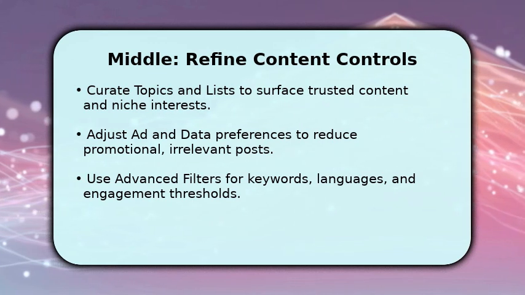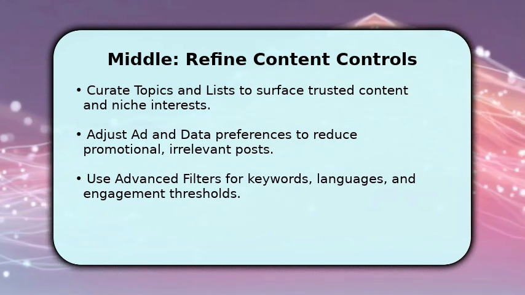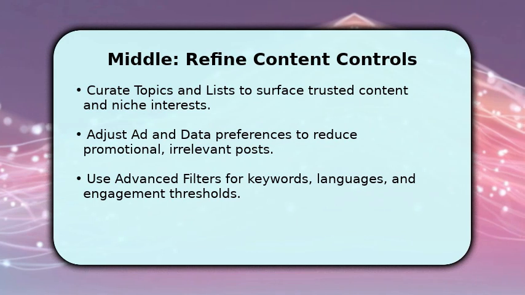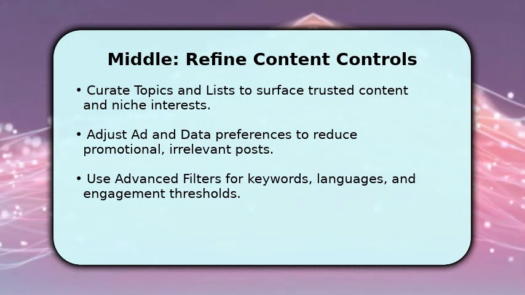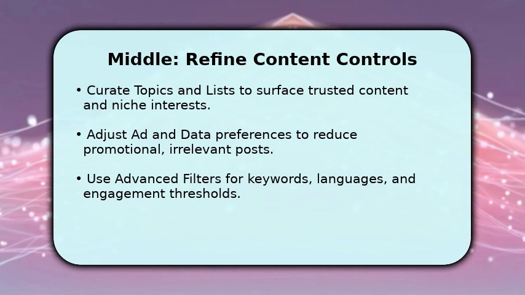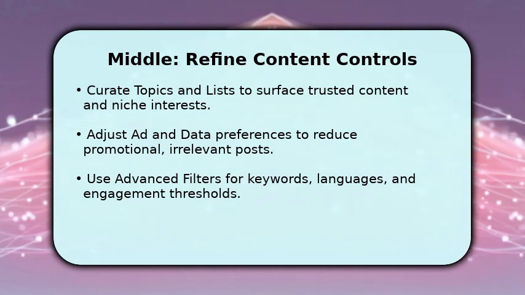Then apply advanced filters, block key phrases, set language filters, and raise engagement thresholds to hide low-interaction posts. These steps shape what the algorithm surfaces and explain why your timeline changes over time.